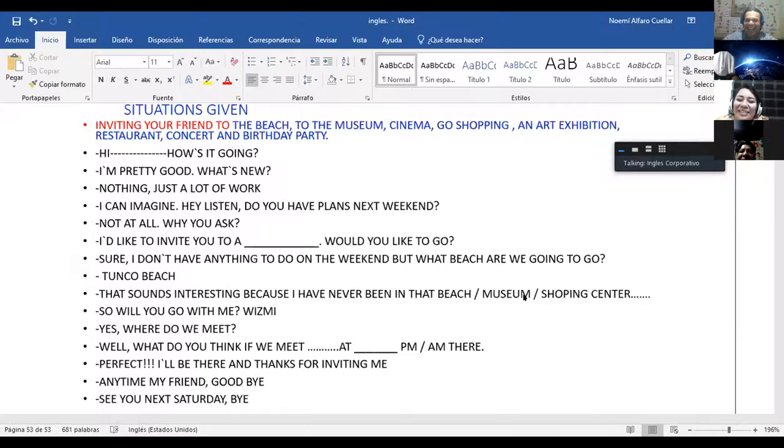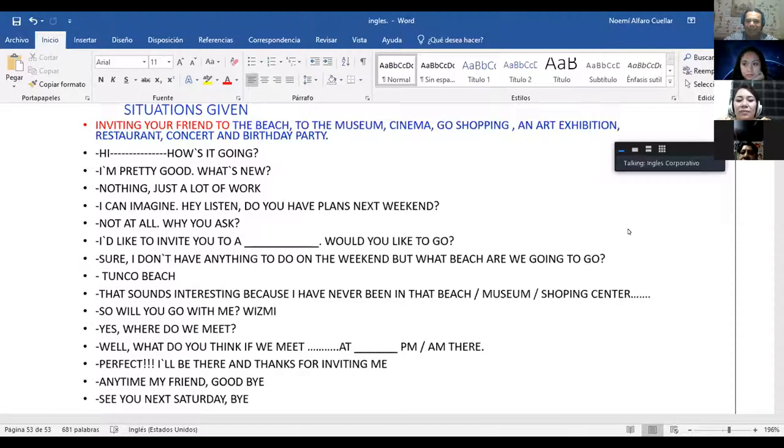A restaurant. But what restaurant are we going to go to? Sushi time. I know. That sounds interesting. Because I have never been in the restaurant. So will you go with me? Yes. Where do we meet? Well, what do you think if we meet at Banco Cuscatlán in Metro Centro at 1 p.m. there? Perfect. I'll be there, and thanks for inviting me. Anytime, my friend. Bye. See you next Saturday.